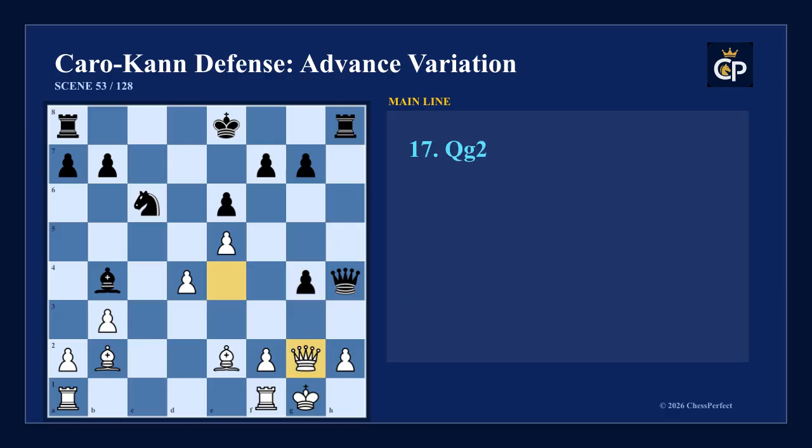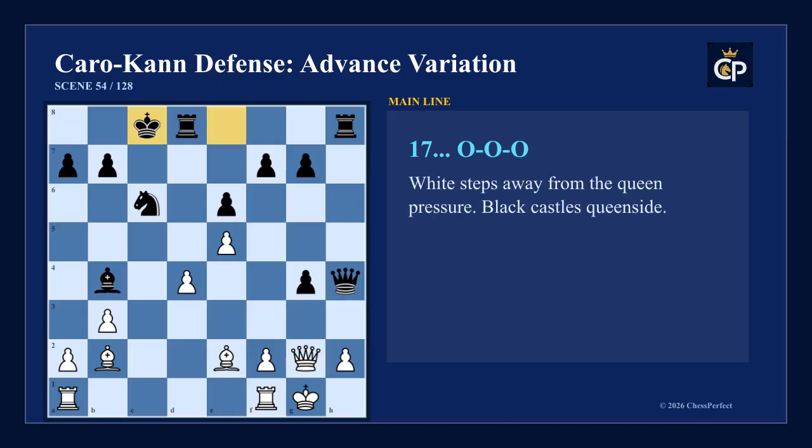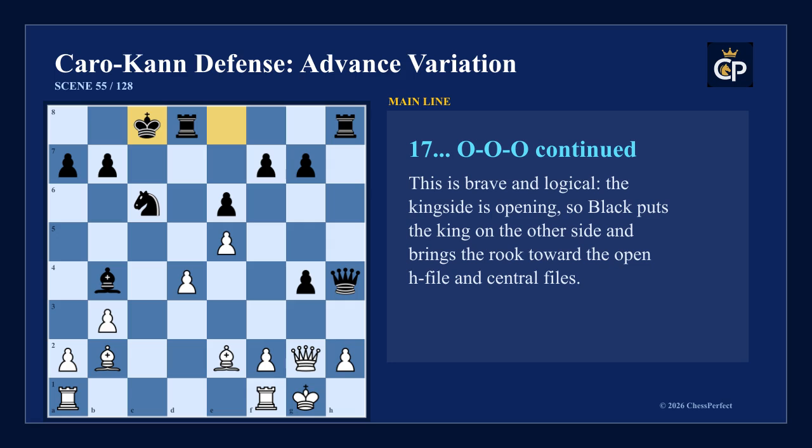Queen g2. Queenside castles. White steps away from the queen pressure. Black castles queenside. This is brave and logical. The kingside is opening, so Black puts the king on the other side and brings the rook toward the open h-file and central files.